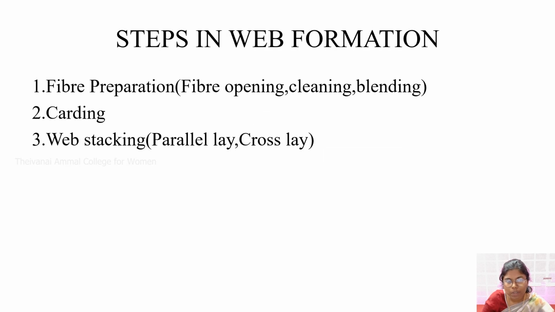So there are three steps involved in web formation: fiber preparation, carding and web stacking. In fiber preparation we have fiber opening, cleaning and blending, and in carding we get the output as web, and that web from carding goes to the next process called web stacking. In this session we will deal in detail with the web stacking process. In stacking we have two types, parallel lay and cross lay. Stacking is nothing but the arrangement of web one over the other.